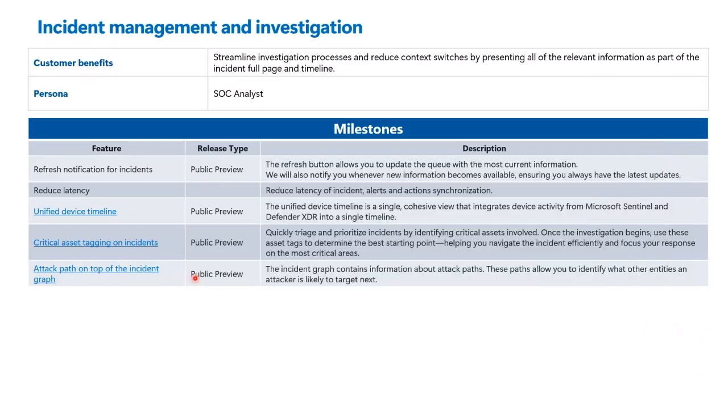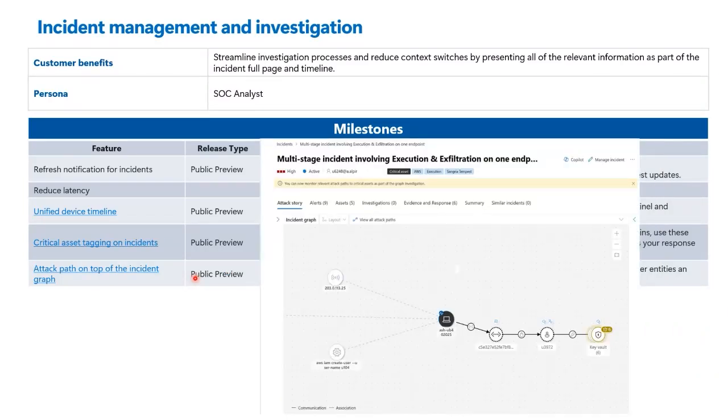The last feature is related to our incident graph. We have released the ability to show attack paths. The incident graph now contains information about attack paths, and they will enable you to identify which other entities an attacker is likely to target next.